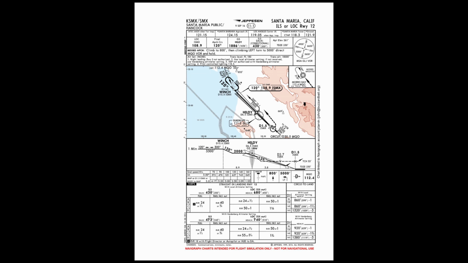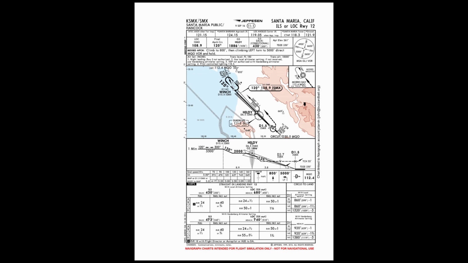Down at the bottom where you see the profile, we need to arrive at the first waypoint on the approach, which is Winch, W-I-N-C-H, at above 3,300 feet. The next waypoint is Hildy, which happens to be the final approach fix, and we need to be there at above 2,000 feet. And for purposes of this tutorial, we're not going to be dealing with minimums.